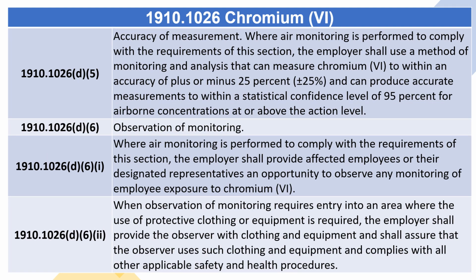1910.1026 D5 Accuracy of measurement. Where air monitoring is performed to comply with the requirements of this section, the employer shall use a method of monitoring and analysis that can measure Chromium-6 to within an accuracy of plus or minus 25%, and can produce accurate measurements to within a statistical confidence level of 95% for airborne concentrations at or above the action level.